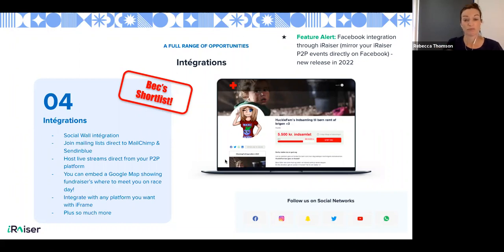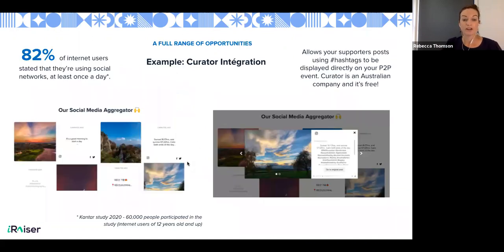There's lots of examples in terms of integration. You can integrate Google Maps onto your platform. As I was saying, you could have things like live streams, live videos, gaming events. All of this can be integrated into your iRaiser P2P product. Here is an example of an integration with Curator. Now, Curator is an Australian company actually, and it is free.